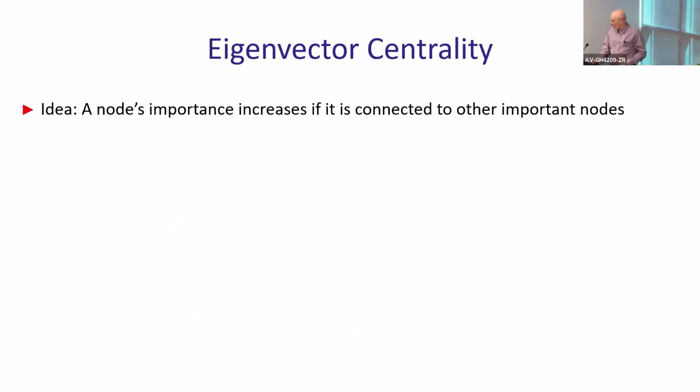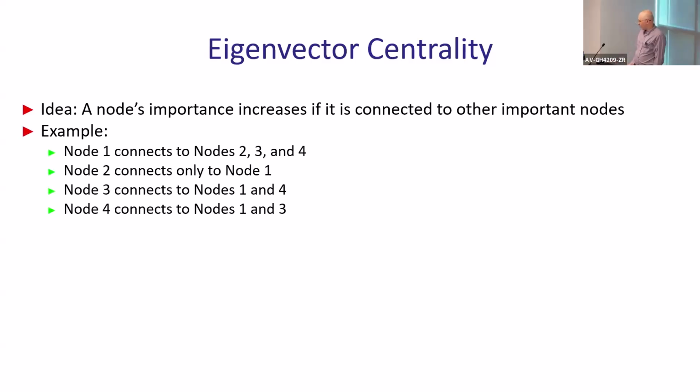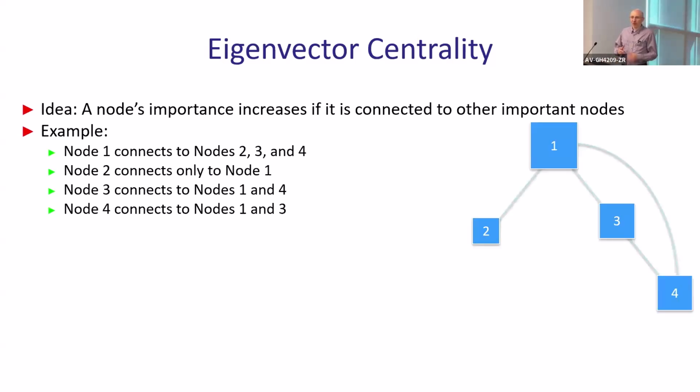Okay, so here is our idea. The node importance increases as it is connected to other important nodes. And we will have some example of how it works. So node 1 connects to nodes 2, 3, and 4. Node 2 connects to other nodes. And this is how it will look like, okay? So let's say you have 4 different websites. And it, by the way, can work not only with websites, it can work with any importance ranking problems, okay?